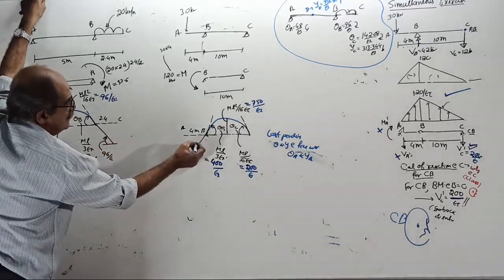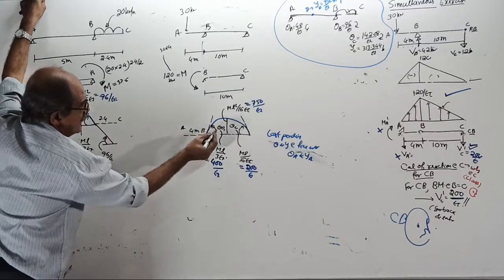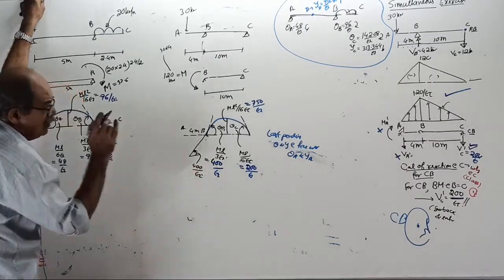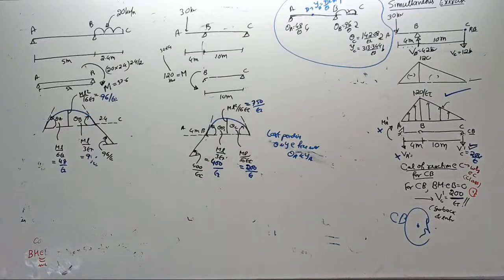And is this slope the same as that slope? Tell me, yes or no? Are the slopes equal or not? It is a straight line. Are the slopes the same if there is no UDL and only the couple is there?